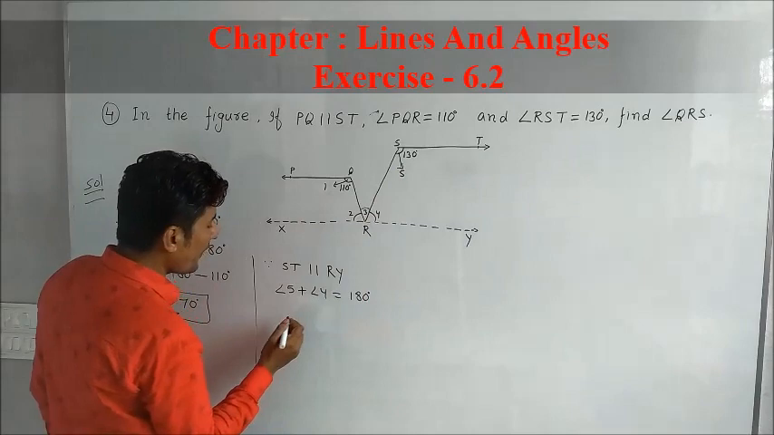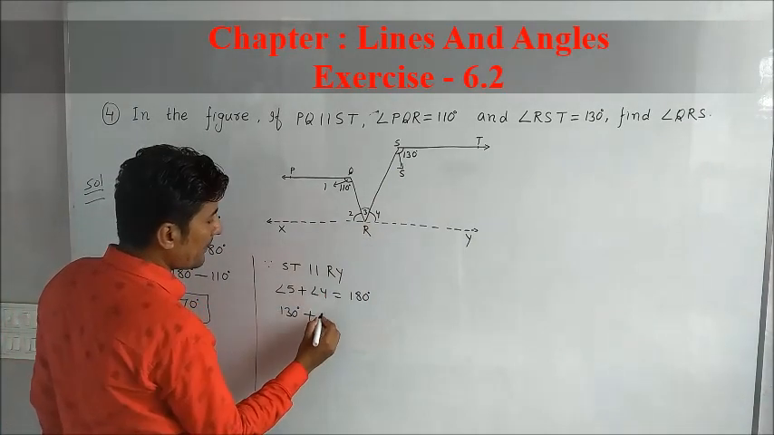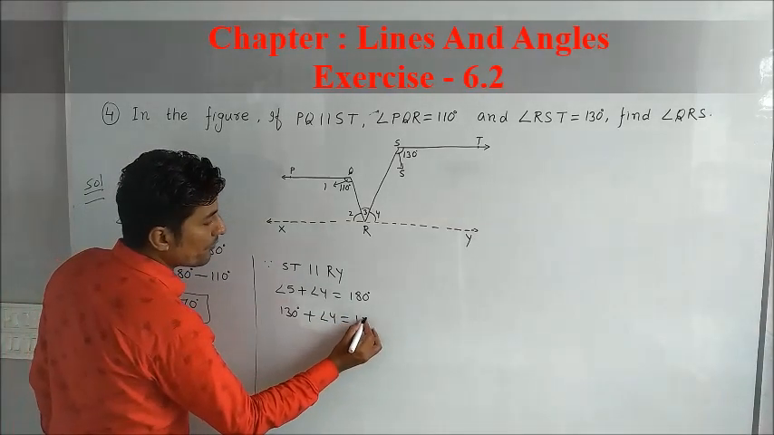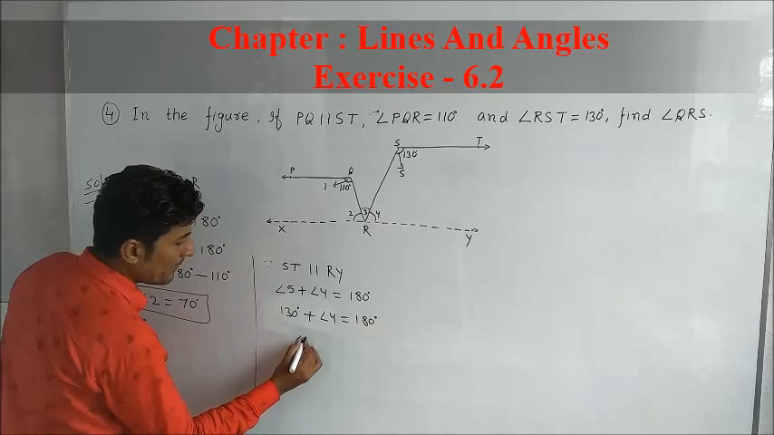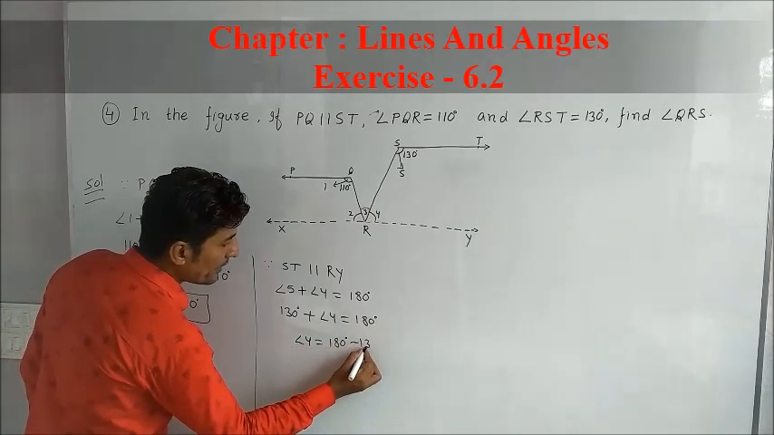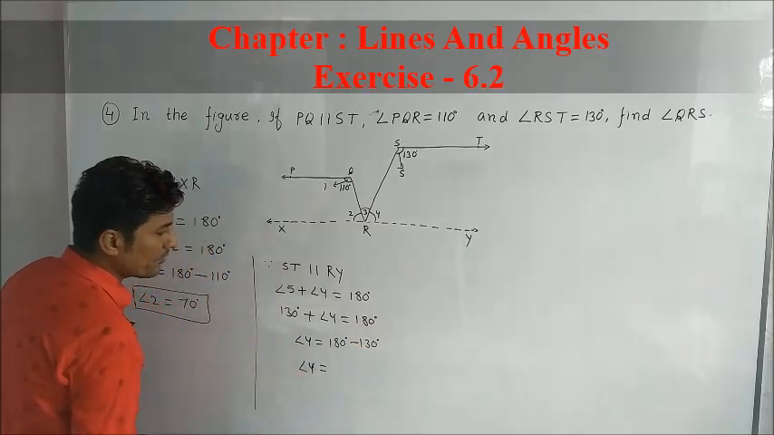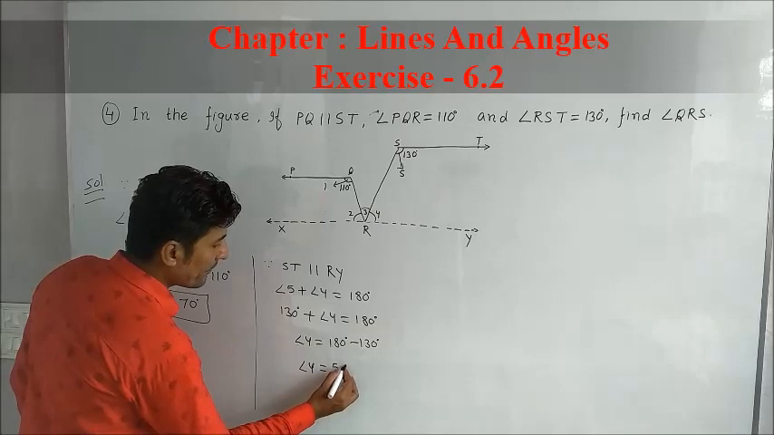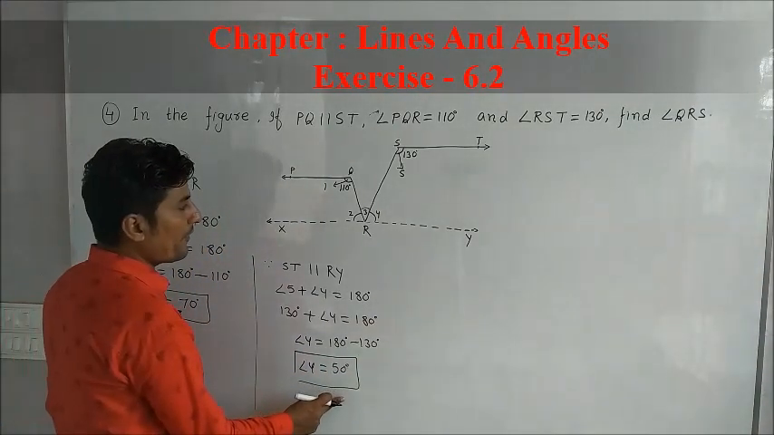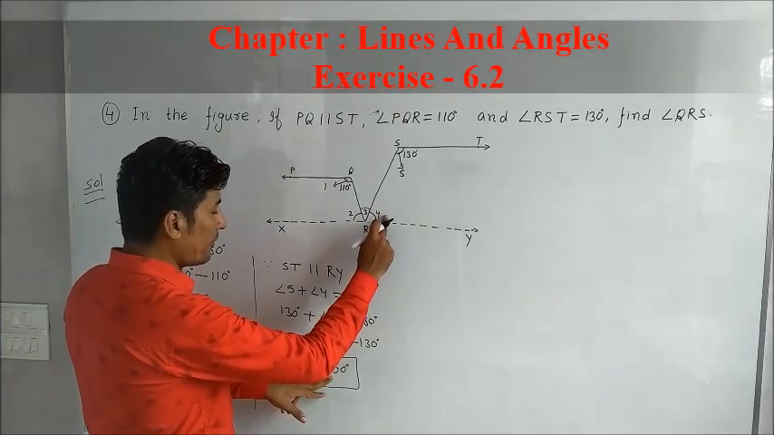The measurement of angle 5 is given as 130 degrees, plus angle 4, the measurement of angle 4 is not given, so we can write here angle 4 equal to 180 degrees. So the measurement of angle 4 will be equal to 180 degrees minus 130 degrees. So angle 4 will be equal to 50 degrees. Now we got the measurement of angle 2 and measurement of angle 4. Angle 2 is 70 degrees, while the measurement of angle 4 is 50 degrees.